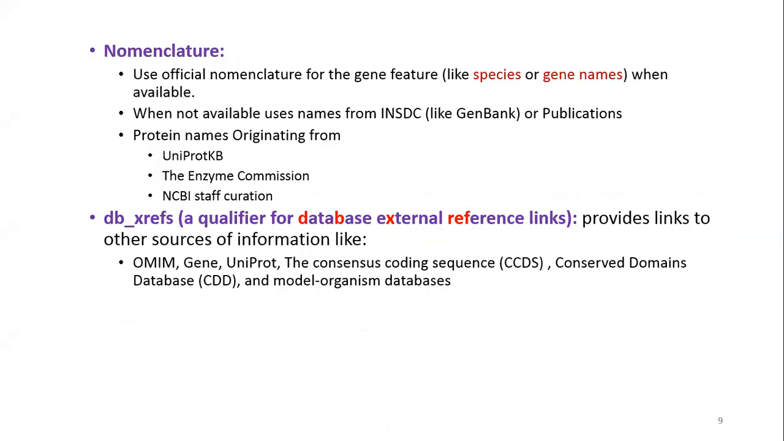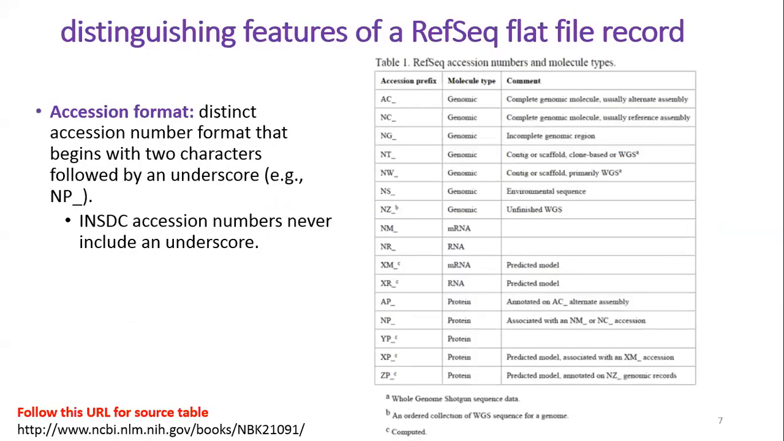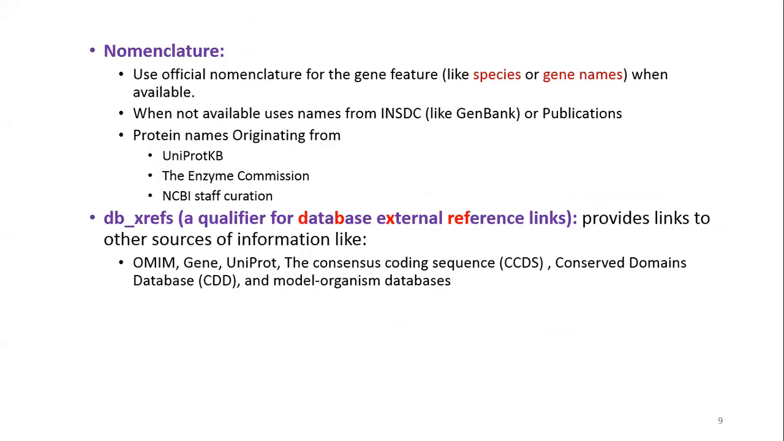The next thing that you should know about the distinguishing features of reference sequence is its nomenclature. The reference sequence database uses the official nomenclature for gene features, for example species or gene name, when it is available. If the official nomenclature is not available, it uses the names from INSD entries like GenBank, or it uses data from publications. Protein names originating from either UniProtKB, enzyme commissions, or NCBI staff curation are usually assigned.